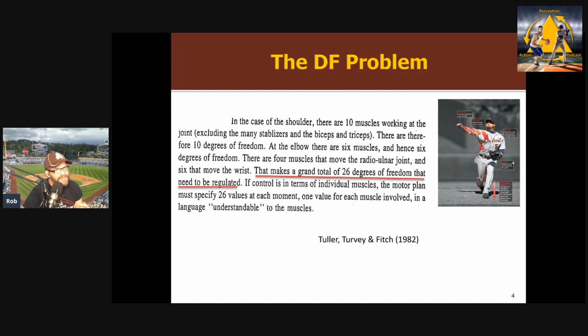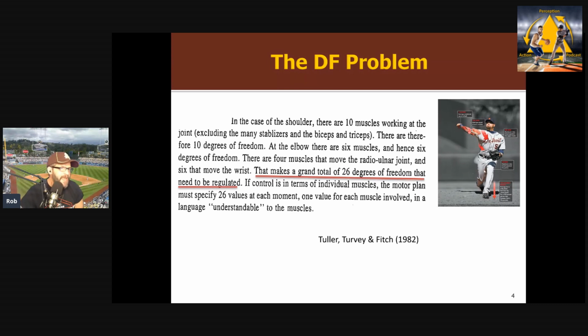And the point they were trying to make, in support of the ecological approach, is that there's no way you could specify all 26 of these ahead of time to know for every possible situation, right? Which would be kind of an information processing approach. But the degrees of freedom problem is, how do I solve the problem of coordination when I have all these different options, all these different ways to move?